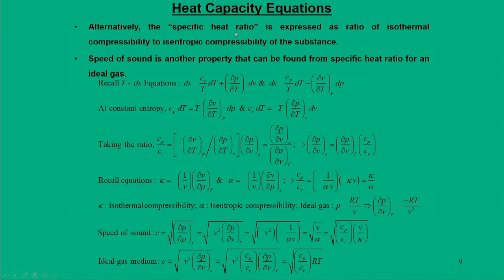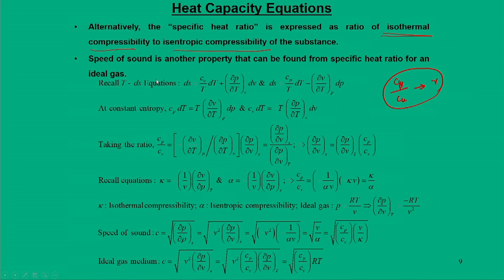Now, another important term we are all aware of is the specific heat ratio, Cp by Cv, which is equal to gamma. This ratio we are trying to express in the form of the isothermal compressibility to isentropic compressibility for the pure substance. Let us see how we are going to do that. The second important relation about this specific heat ratio is that it has a definite bearing on a property parameter known as the speed of sound. In fact, the speed of sound is a function of the specific heat ratio for an ideal gas. We all know it. Now, let us see how we are going to get all these expressions.